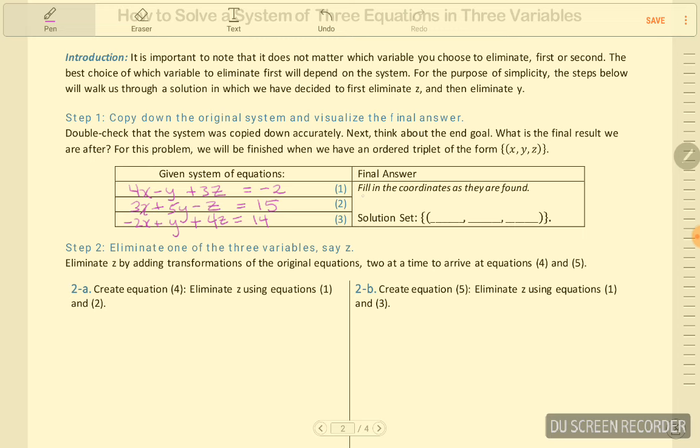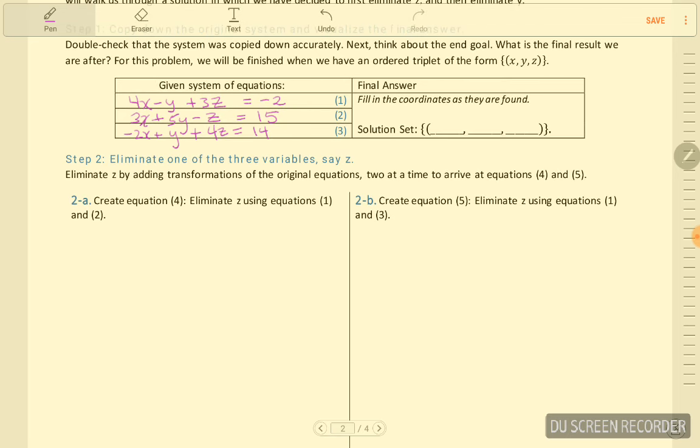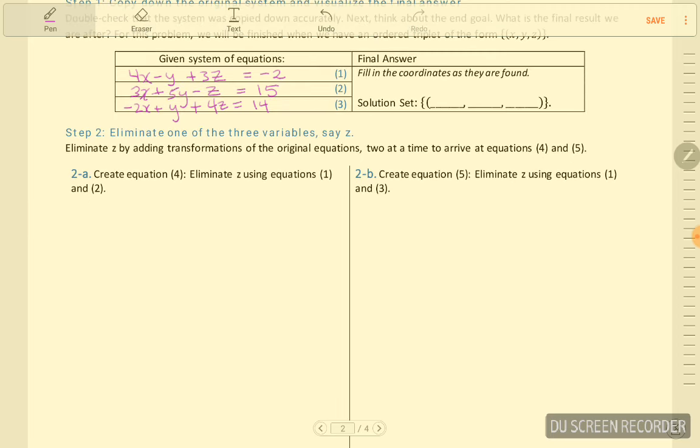And I've put here, fill in the coordinates as they are found. So each time I figure out one of the values, I'm going to come up here and start filling in the blanks. Step 2, eliminate one of the 3 variables. Let's say z. So we'll eliminate z by adding transformations of the original equations 2 at a time to arrive at equations 4 and 5. So we're going to come up with 2 new equations, and these 2 new equations will only have 2 variables rather than 3. So we're using the method of elimination to do just that, eliminate a variable. So I'm going to be eliminating z to come up with 2 new equations.